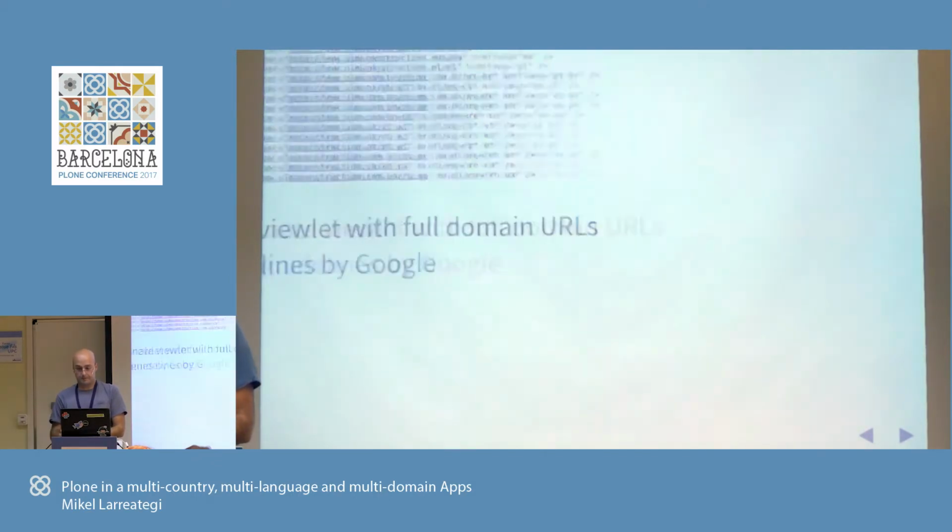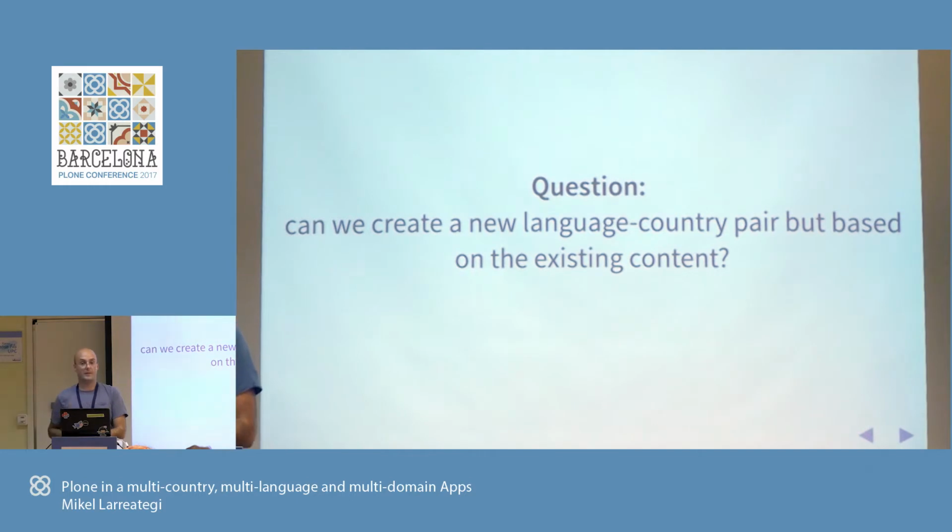So the next question, after fixing multiple languages, multiple nonexistent languages and multiple domains: can we create a new language counterpart based on existing content? We don't want to start creating English for Mexico from scratch, but we want to copy our actual English site and start modifying the content there.